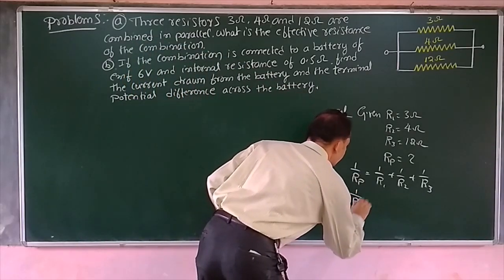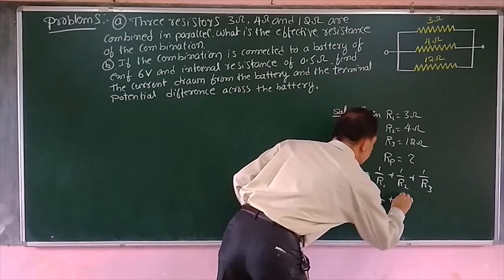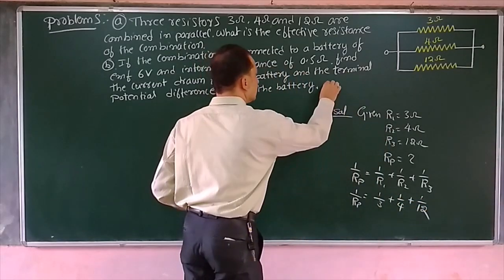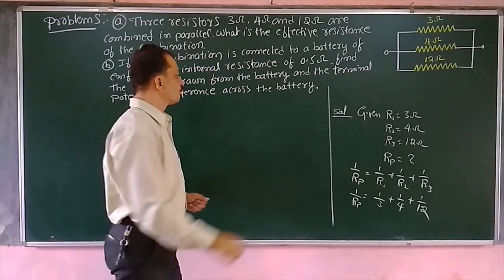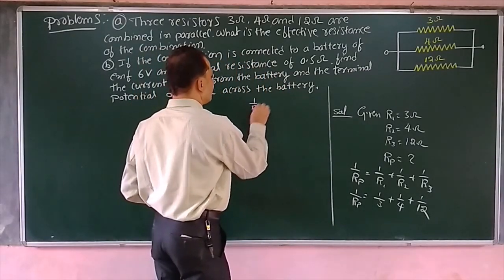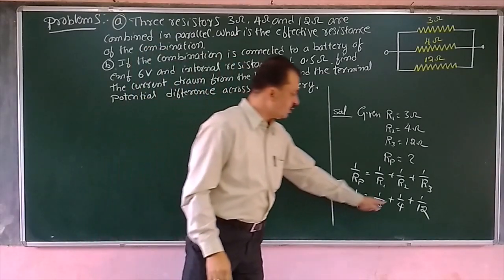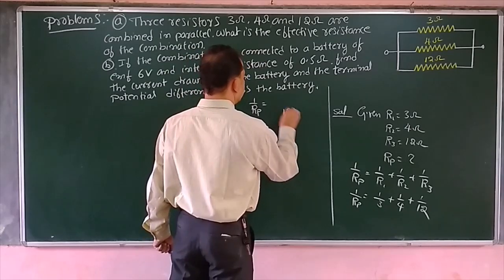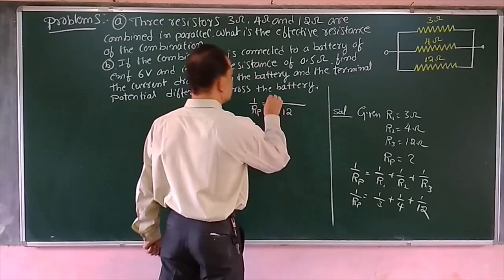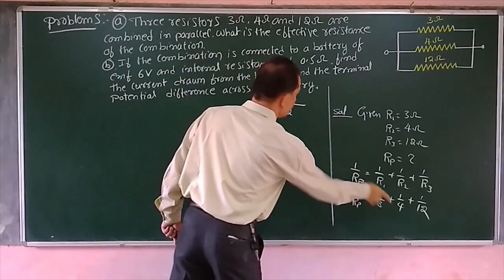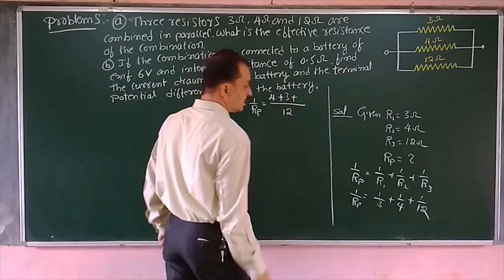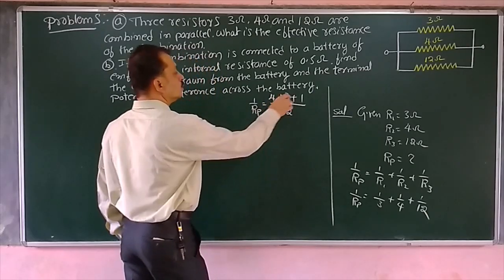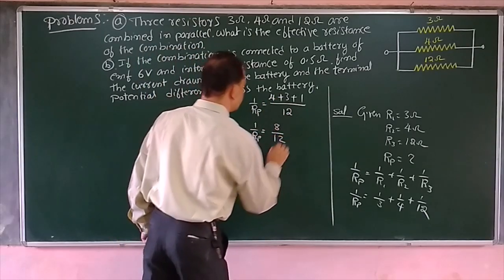Substitute and simplify. Now 1 by 3 plus 1 by 4 plus 1 by 12. Now 1 by RP is equal to, for 3, 4, 12, their LCM is 12. Then 3 4s are 12, so 4, plus 4 3s are 12, so 3, plus 12 ones are 12, so 1. Therefore 1 by RP is equal to 8 by 12.